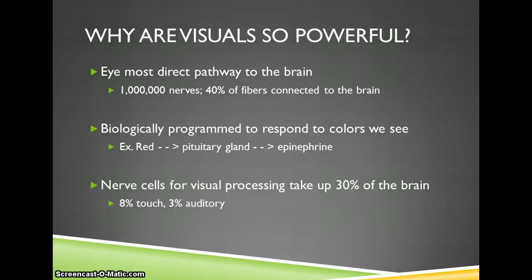For example, red activates the pituitary gland to release epinephrine, and we have a biological reaction to that. And third, nerve cells for visual processing take up 30% of the brain. And to some this may not sound like a lot, but when it's compared with only 8% going towards touch and 3% going towards auditory processing, that 30% is a very large number.